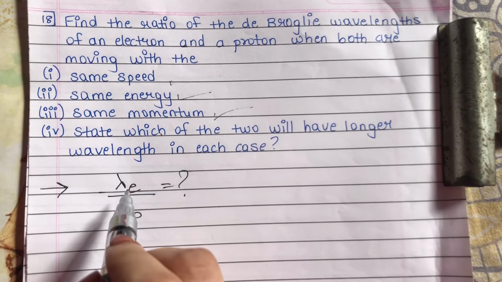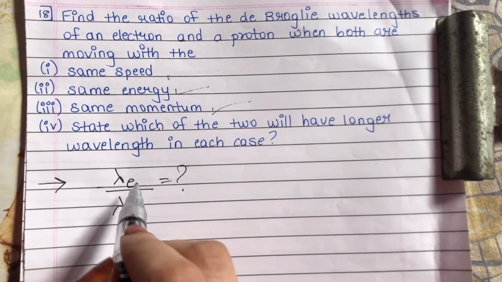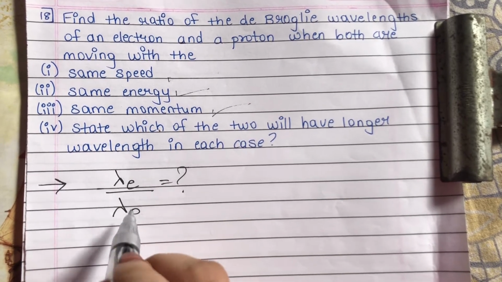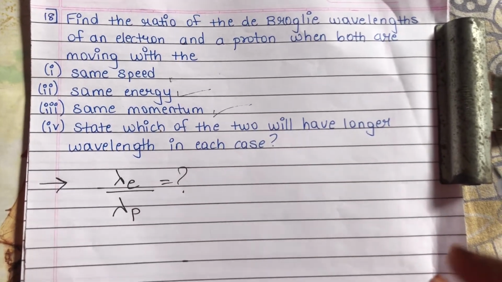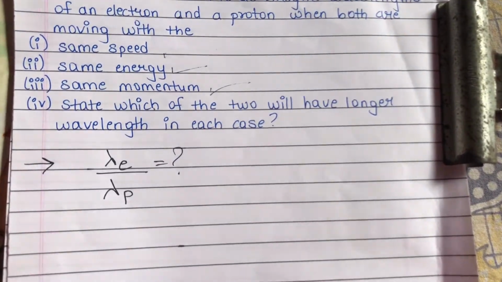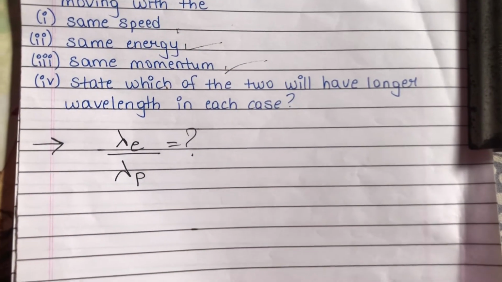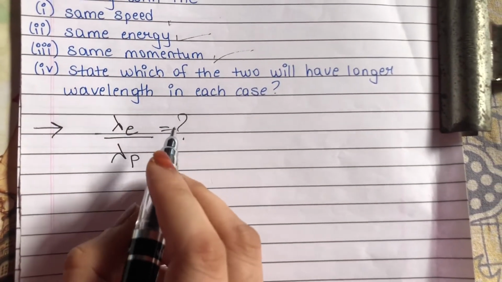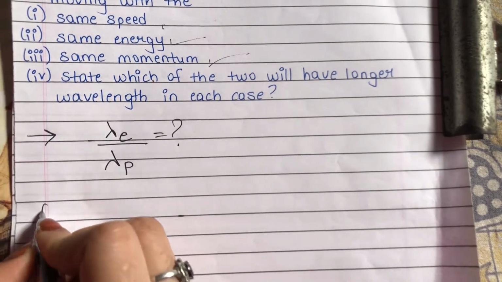Whether the wavelength of electron is longer than the wavelength of proton, or the wavelength of proton is longer than the wavelength of electron. This will have to be stated after calculating these three cases. Okay, so in each case we'll be stating. Let's start with the first case.